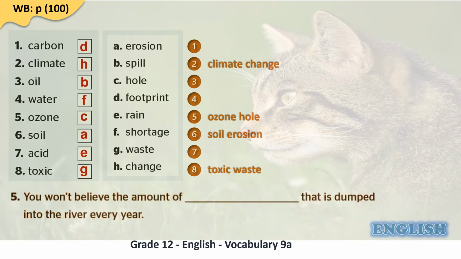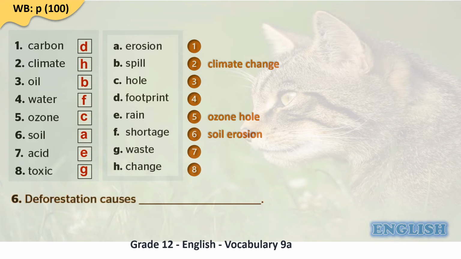Now, number 5. You won't believe the amount of toxic waste that's dumped into the river every year. Since we are talking about something that's dumped into the river, we are surely talking about toxic waste. Number 6, deforestation causes soil erosion. We know that trees hold down the soil. So when deforestation happens, it causes what? Of course, soil erosion.